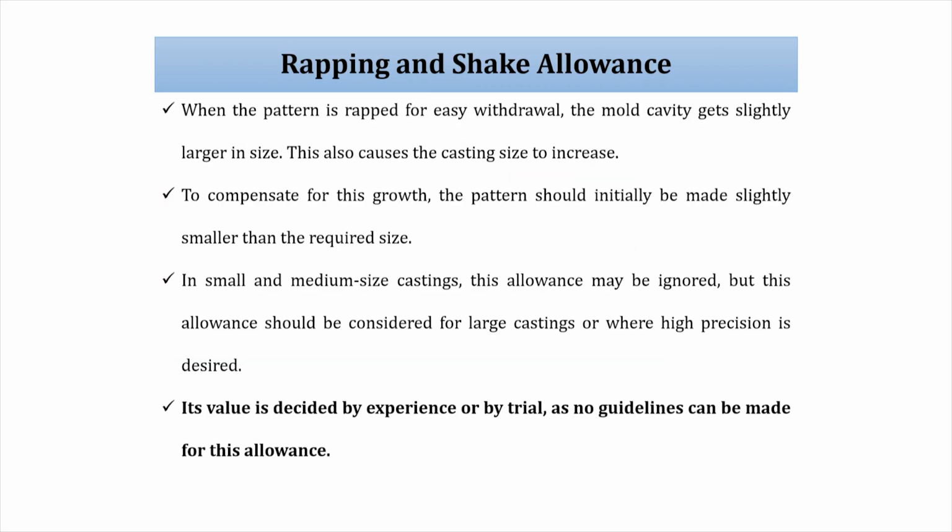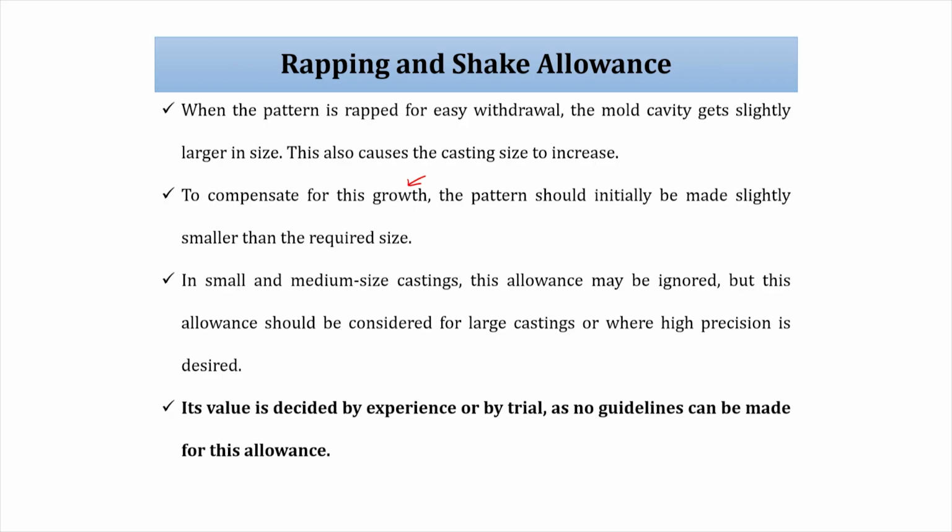So, next are the wrapping allowance and shake allowance. Okay. It is a value decided by experience or trial; no guidance can be given for this allowance. When a large pattern is to be wrapped for easy removal, the mold cavity gets slightly larger in size. This also causes an increase in the size of the casting. To compensate for this growth, the pattern should initially be made slightly smaller than the required size, because you are doing some rapping and all. So, what happens, the size becomes larger.